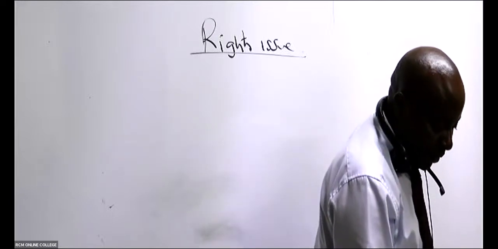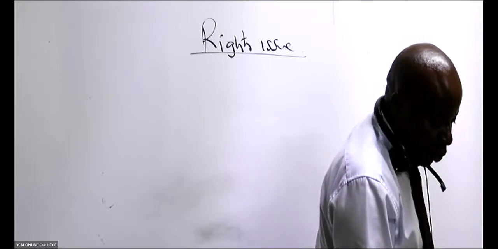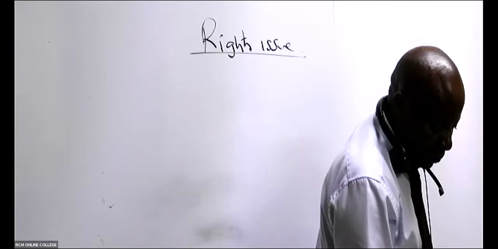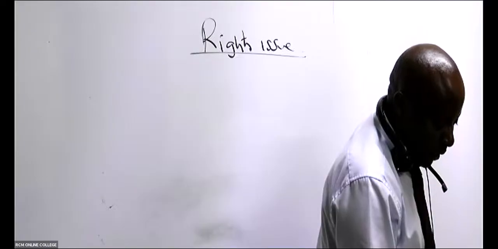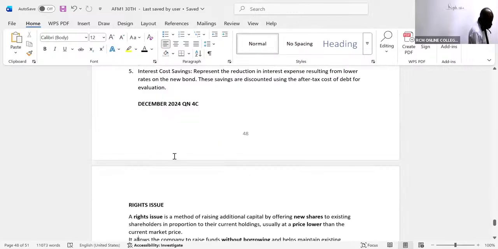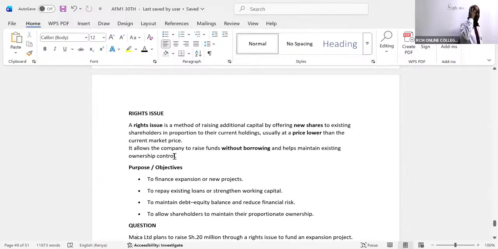Remember, what do we have here? Rights issue. Everybody must have heard about rights issue. What's a rights issue? Shares being sold to existing shareholders at a discounted price. We have what we call a bonus issue. Here shares are being issued to existing shareholders, but for free. You're given shares for free.